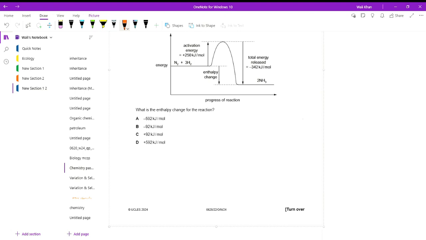So write down the formula for enthalpy change. Delta H is equal to total energy plus activation energy.